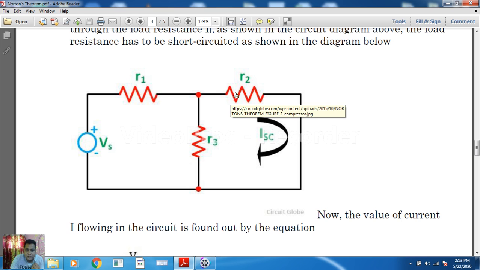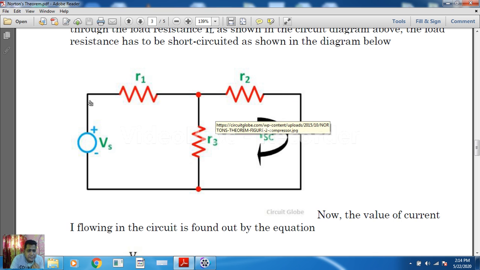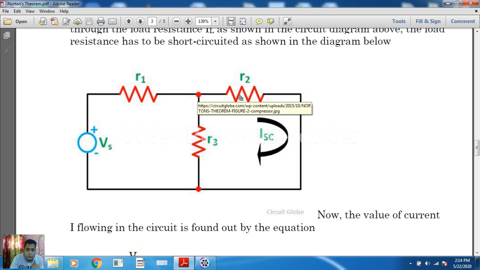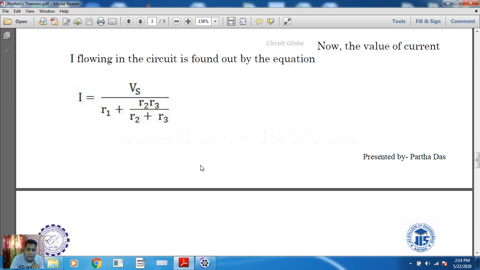We want to find out the current passing through this branch, and as we know, if we apply the current division rule, so what is the rule? Total current into opposite branch resistance by the summation of all parallel resistances. So the total current is this I coming to this node, into the opposite. We want to find out the current passing through this R2. So the opposite of R2 is R3. So we will write it like this.